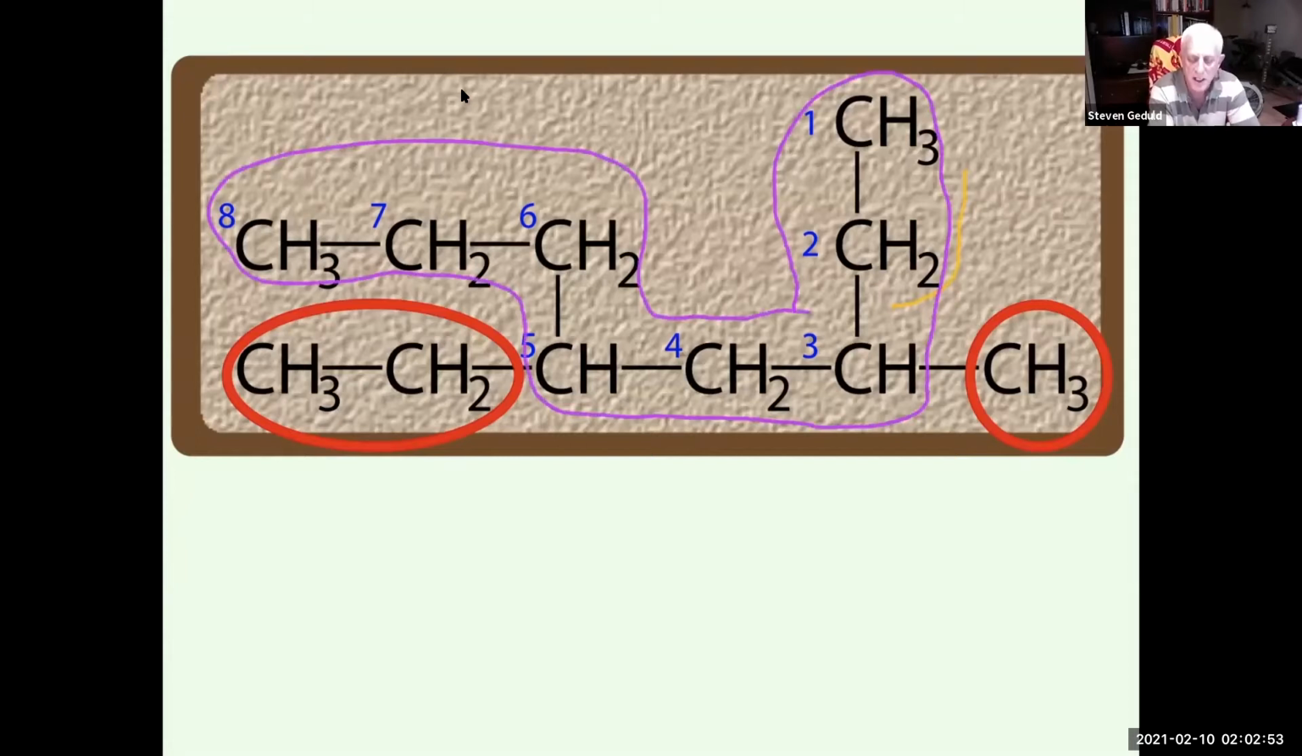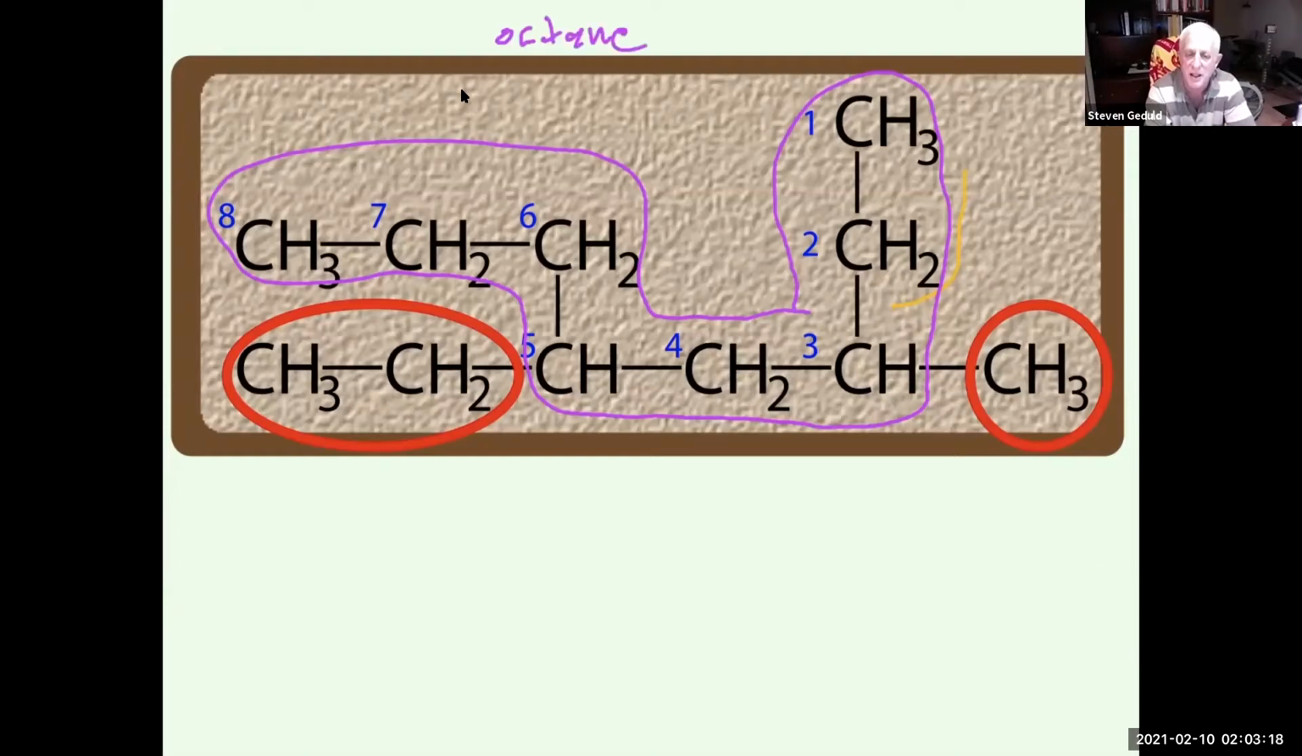There's no other way to get 8 carbons that are connected. No matter which way we go, that's the longest chain. So that's our base chain. Then we have substituents off of that, and that's how we name it. So the chain is going to be octane, because that means 8, right?